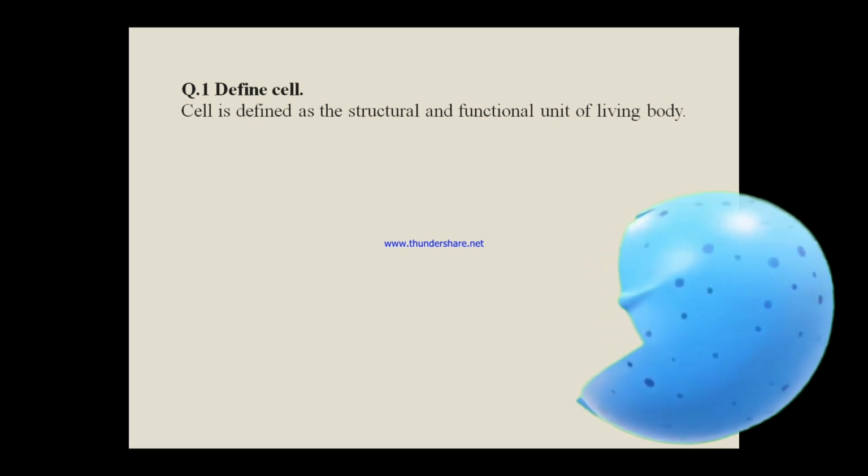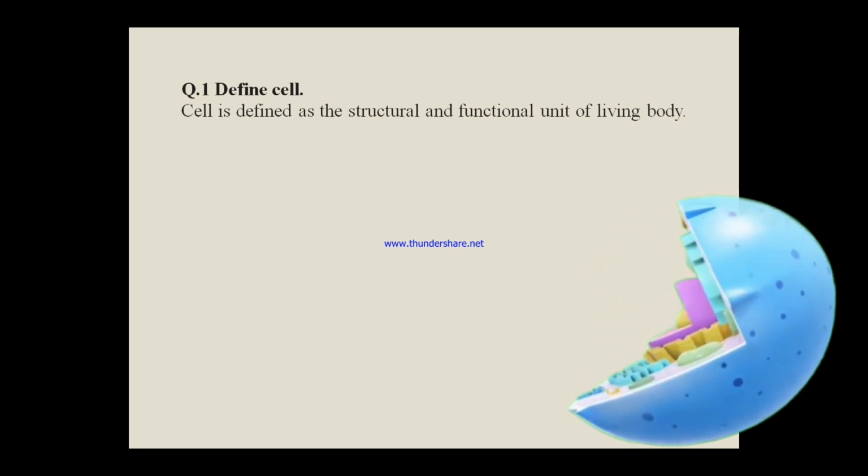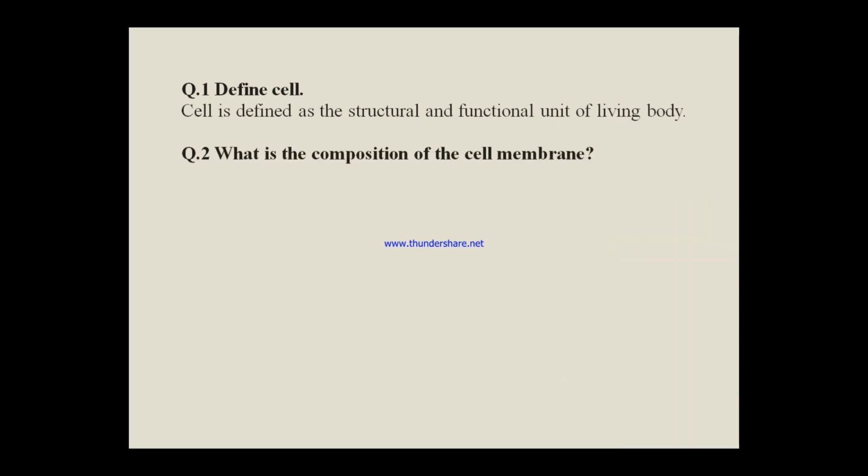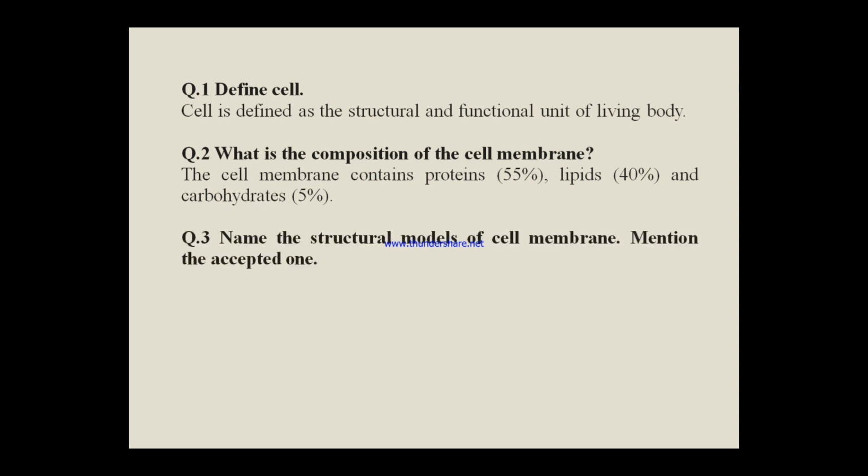Now how do we define cell? Cell is defined as structural and functional unit of living body. Do you know what is the composition of the cell membrane? Cell membrane contains proteins, that is 55%, lipids 40% and carbohydrates 5%.